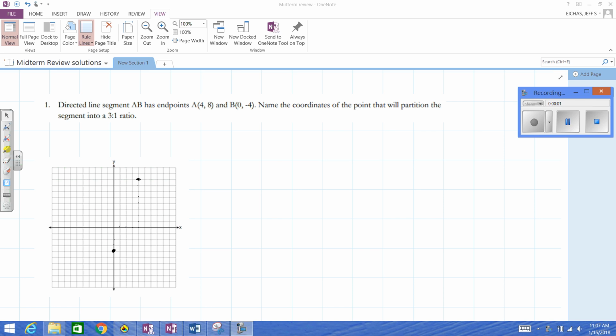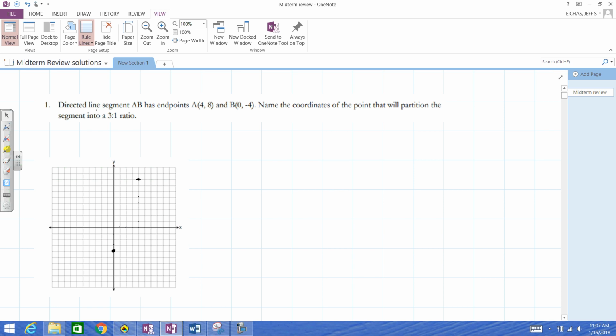So this is the midterm review solutions. This first one, directed line segment AB. Okay, so we're moving from A to B, and we want to partition the segment into a 3-to-1 ratio.